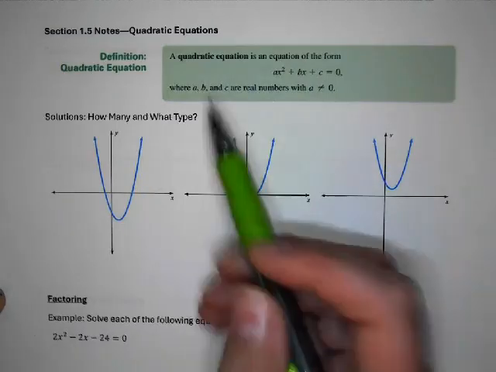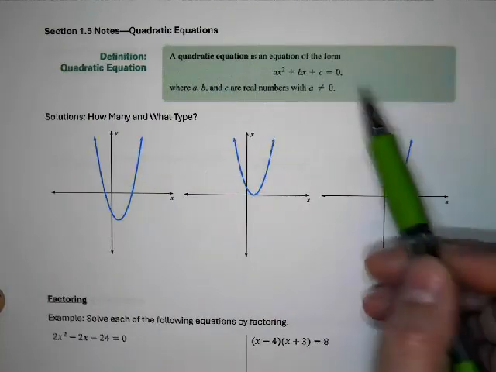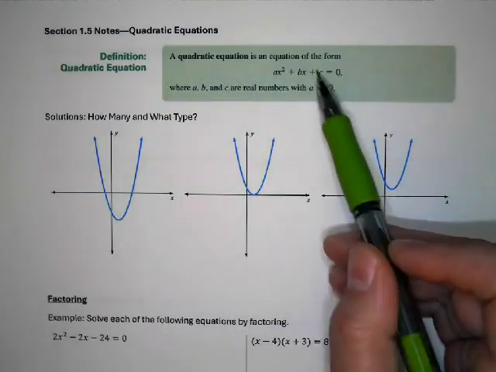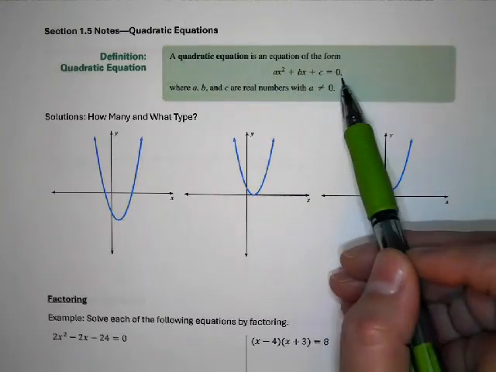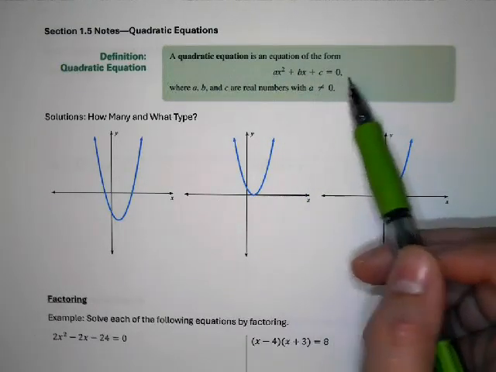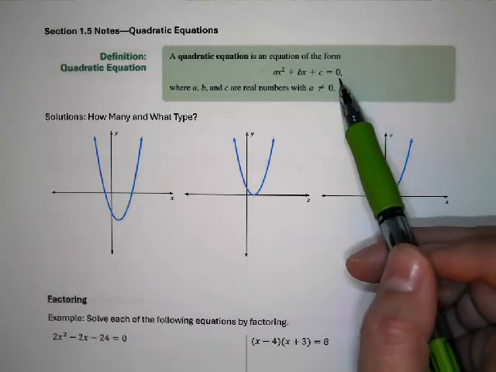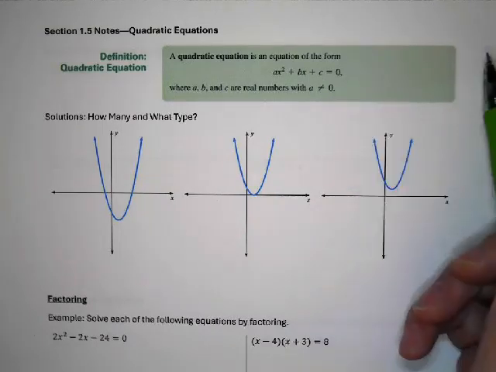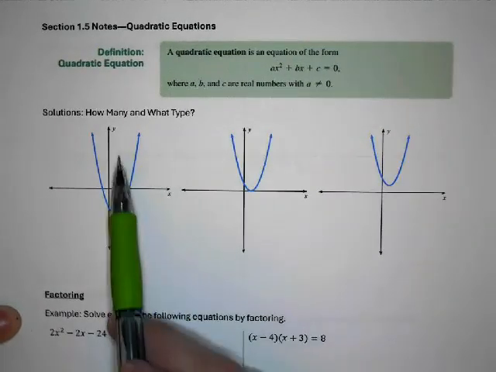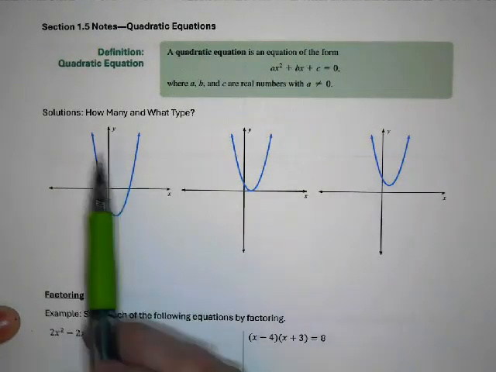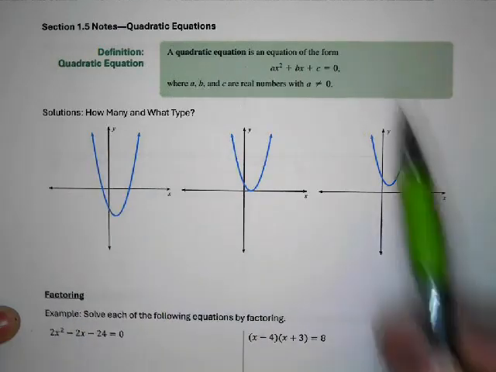This video is going to be on section 1.5 notes, quadratic equations. A quadratic equation is an equation in the form ax squared plus bx plus c equals 0. This is important to note because you can only solve quadratic equations if you have made them equal 0 before you've gotten started. First, I want to look at the graphical representations to see how many solutions there could be based on what the graph looks like.